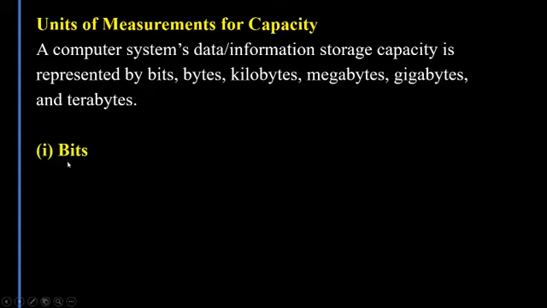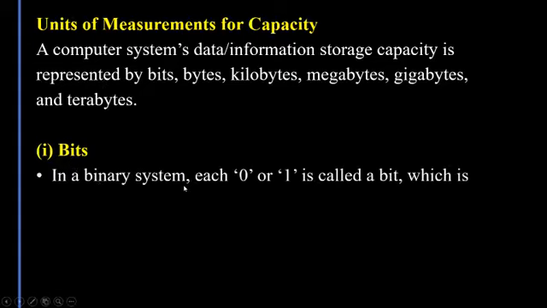One, we have bits. Now, in a binary system, each 0 or 1 is called a bit. So a 0 or a 1 is called a bit. You remember, a computer stores data in forms of zeros and ones, known as bits. So this is the format that a computer can recognize.